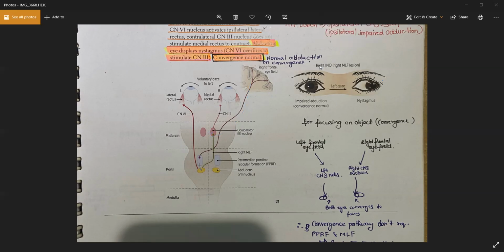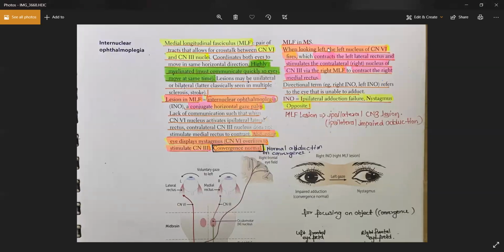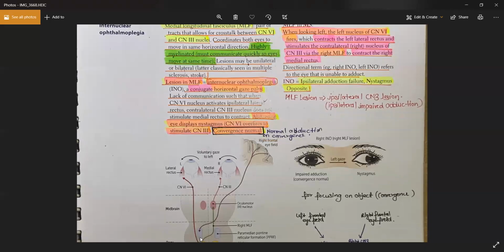Now, that was about internuclear ophthalmoplegia, and that most commonly happens in multiple sclerosis, right? So when looking left, the left nucleus of the sixth nerve fires, which contracts the left lateral rectus. Whenever the left nucleus is activated, we cause the activation of the left lateral rectus. At the same time, it will also send a signal to the contralateral MLF, which causes the contraction of the right medial rectus. So you have a contraction of the left lateral rectus and the right medial rectus. That is the normal scenario.